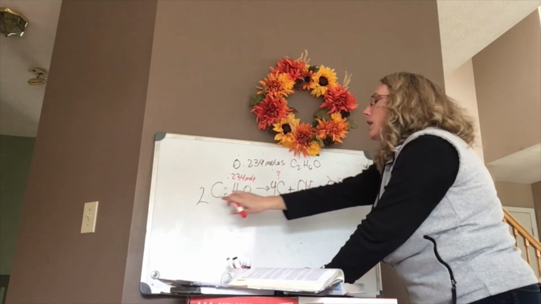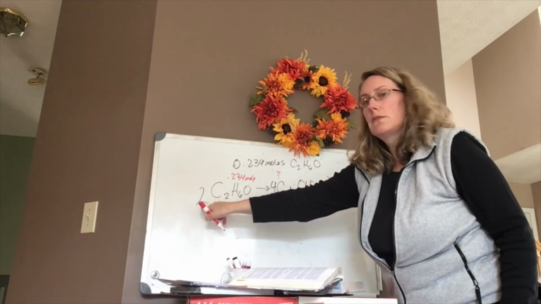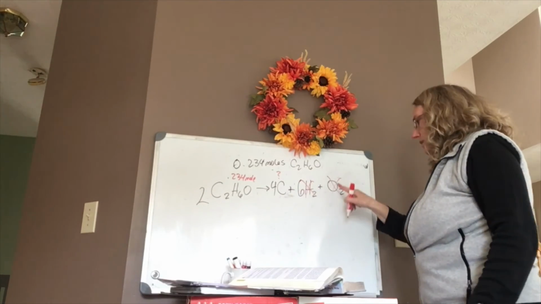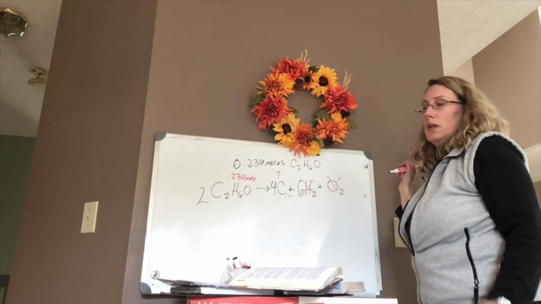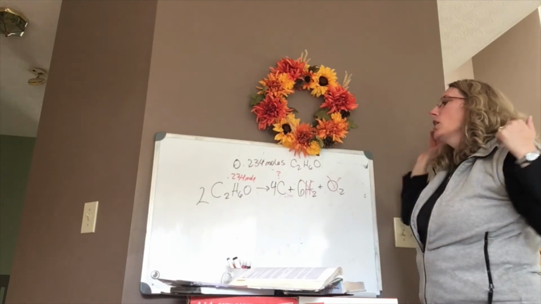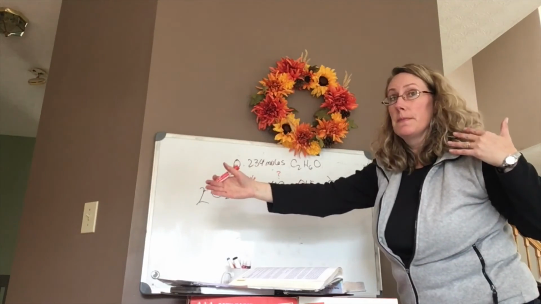So, in the balanced equation, for every 2 moles of this, I get 4 moles of this, and 6 moles of this, and 1 mole of this. So as soon as I know the balanced equation, then once I know one of any of them, I can figure out all of them.